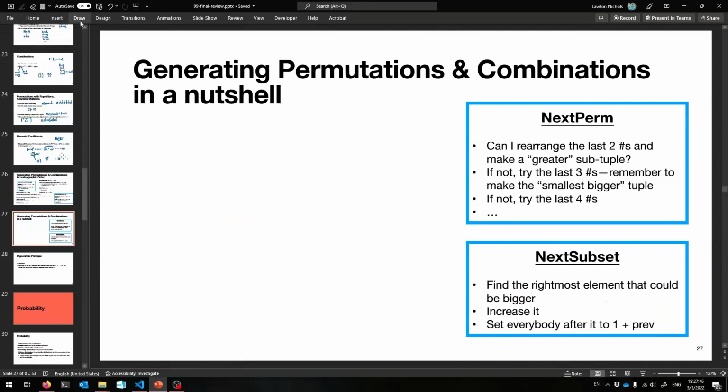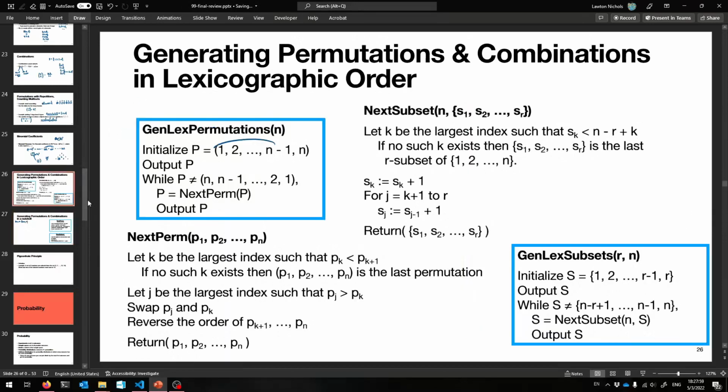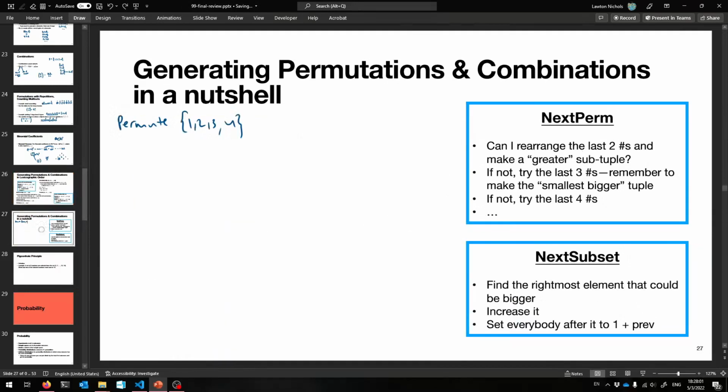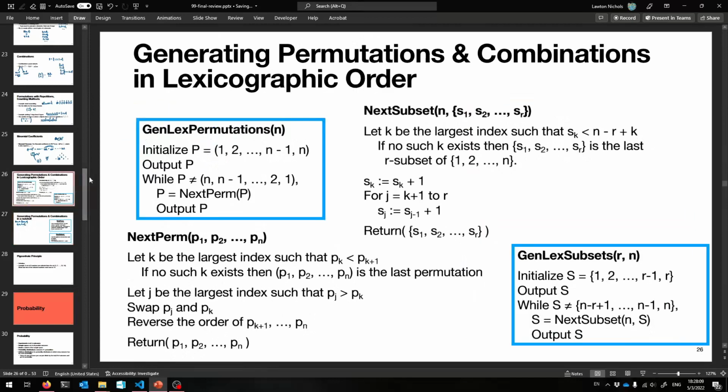Next perm, for example, let's do that one. Let's say we want to permute all of the elements of the set 1, 2, 3, 4. The very first permutation we output is going to be just the numbers in order: 1, 2, 3, 4. And then we have to call next perm with this one to calculate the next permutation in lexicographic order.